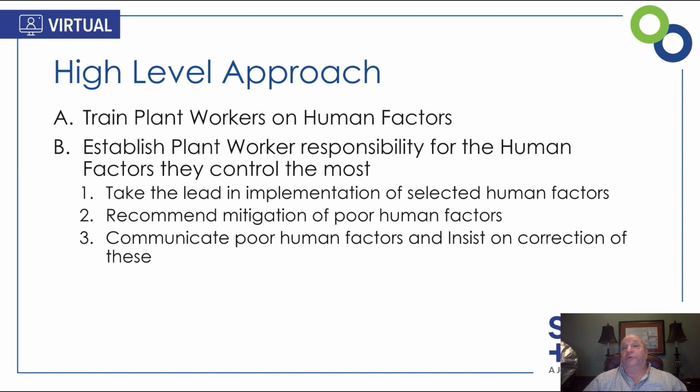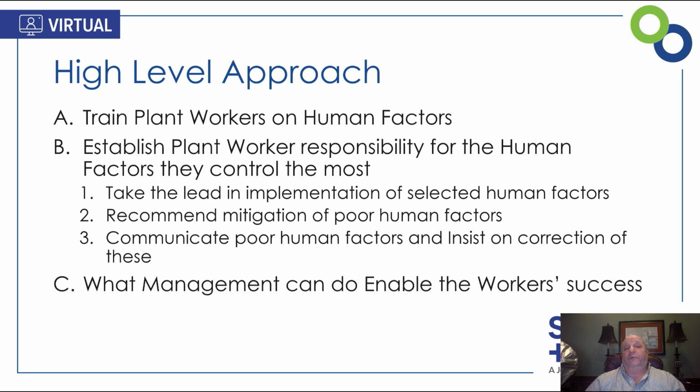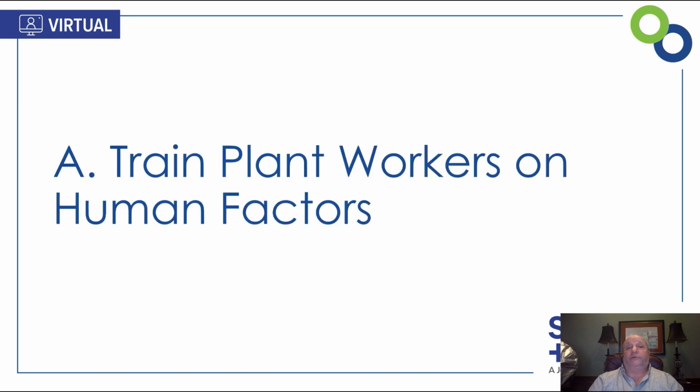Then once the workers understand human factors, they can implement some big pieces of it, and we'll talk about which elements fit in their responsibility, and they can take the lead on those. They can also mitigate other human factors by pointing out deficiencies and communicating those to management, and on insisting that the human factors be in the correct state before they proceed with the job. And finally, we'll end with what can management do to enable the workers' success in implementing human factors.